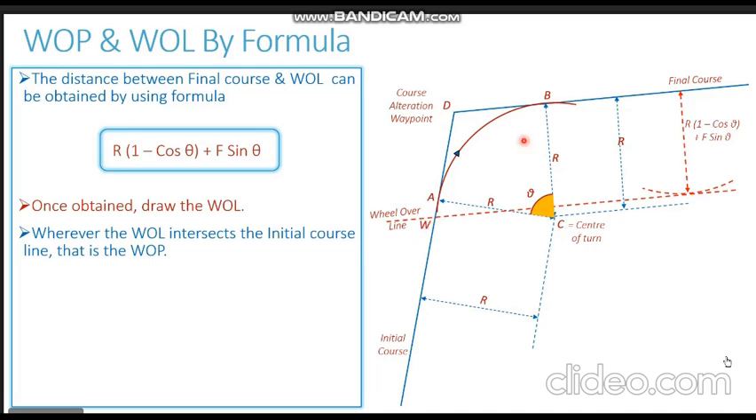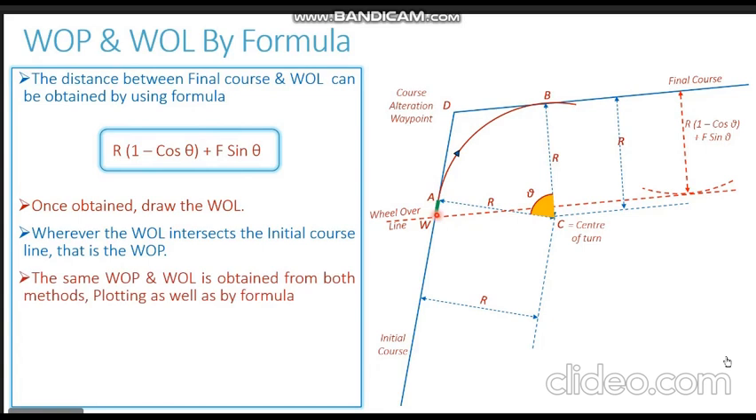So you can see, without marking the curved path, without finding the center, independent of the center and the curved path, we can obtain this distance from the formula, and we can plot the wheel over line, and we can also identify the wheel over point. In case you measure this distance, you mark the curved path also, and you measure this distance alpha to whiskey, you will find that this is exactly the same as the reaction distance of the ship, which is used in this particular formula. This will be exactly the same.